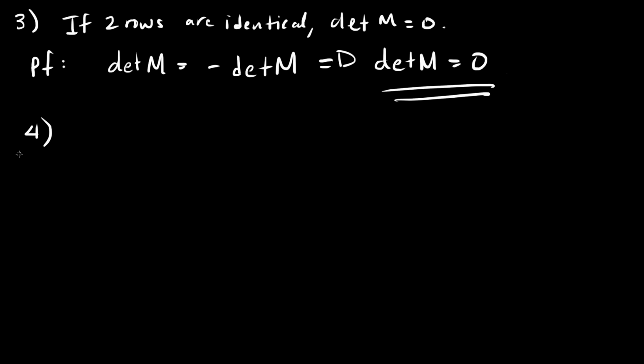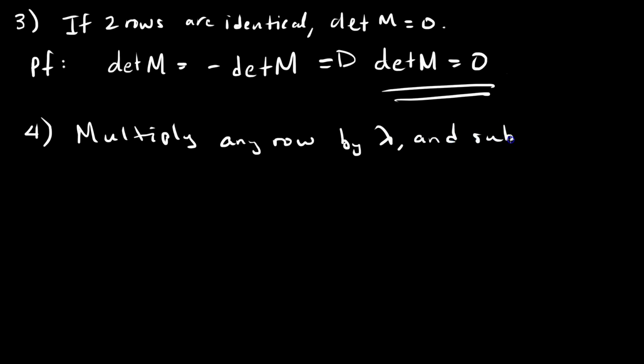One last one that I want to go over with you guys is actually an important one. If we multiply any row by some number lambda, and subtract it from another row, then the determinant stays the same.